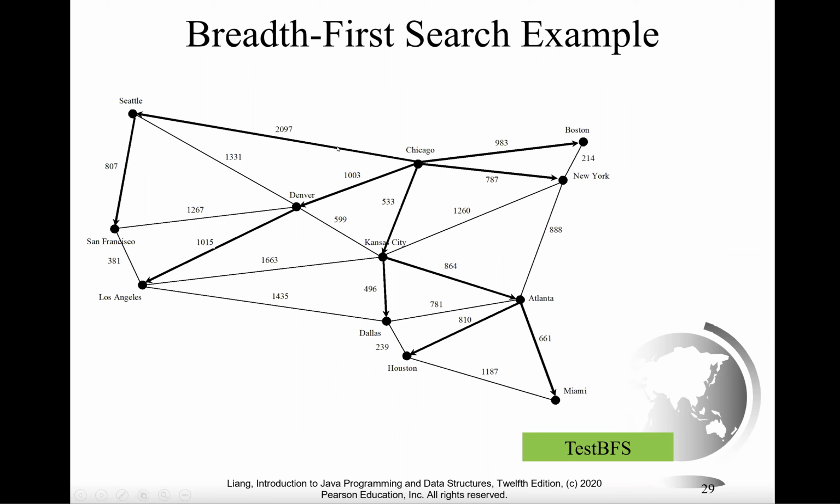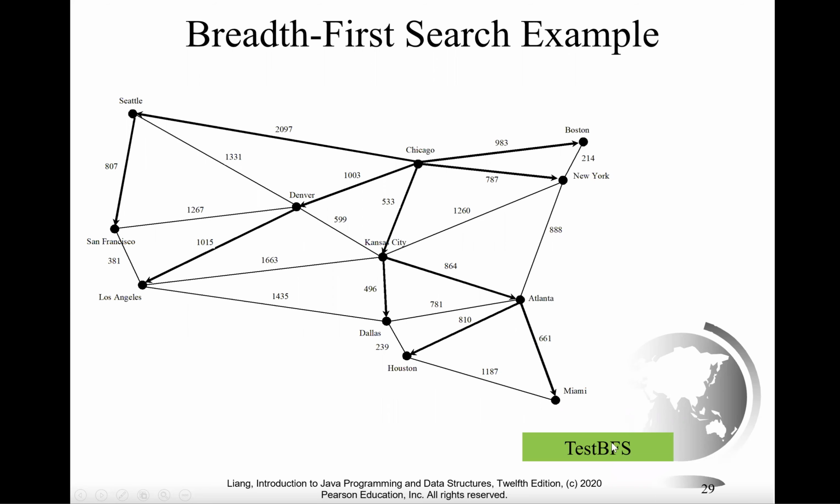Let's look at this example here. We're going to start the breadth first search from Chicago. First visit Chicago, then all the neighbors of Chicago: Seattle, Denver, Kansas City, New York, Boston. And after that, all the neighbors of neighbors: San Francisco, Los Angeles, Dallas, Atlanta, then all the neighbors of this level, which are Houston and Miami.